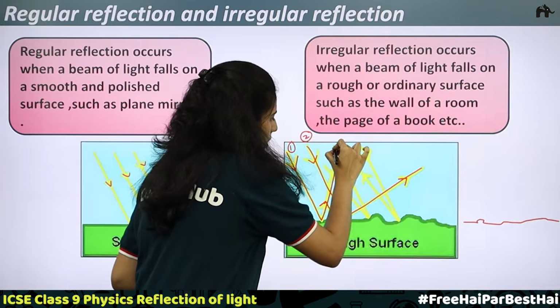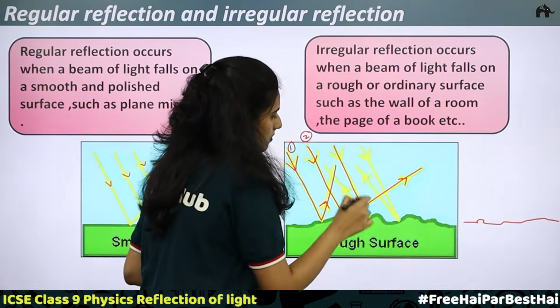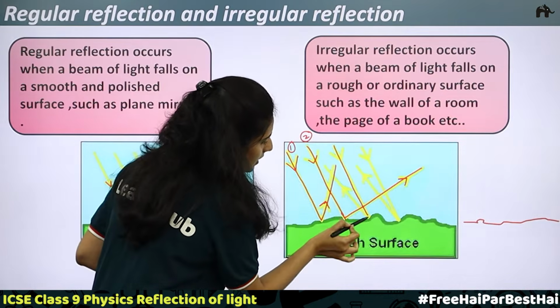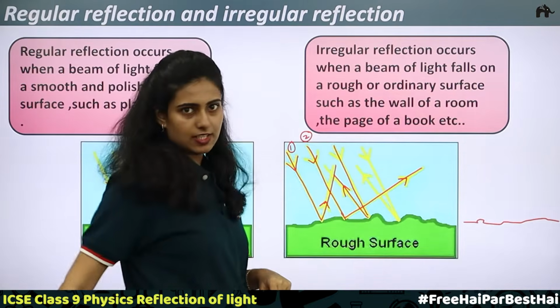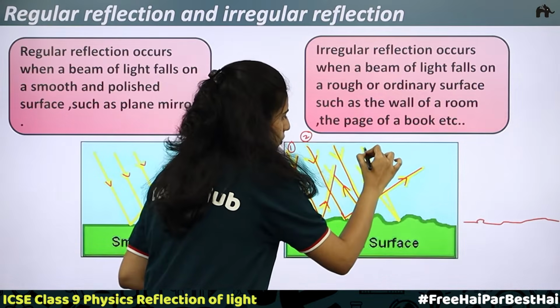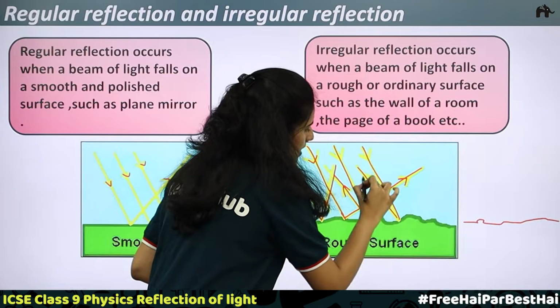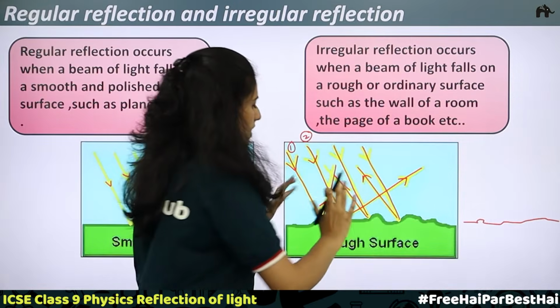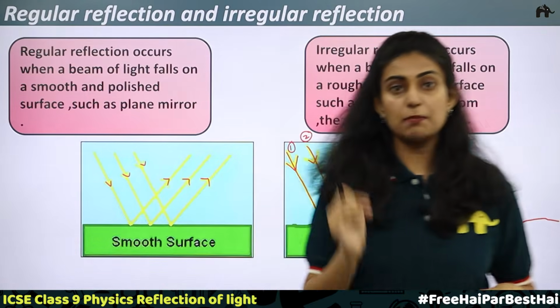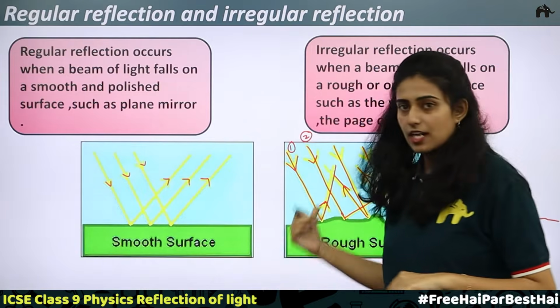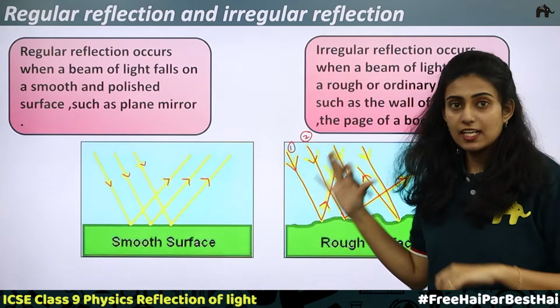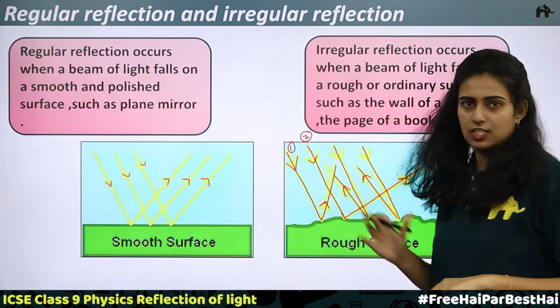Now this is your third ray. Where do we see the reflected ray? In this direction is the reflected ray. This is your fourth ray. The reflected ray is in this direction. So you can see that when a parallel beam of light is incident on a rough surface, the reflected rays go in different directions.